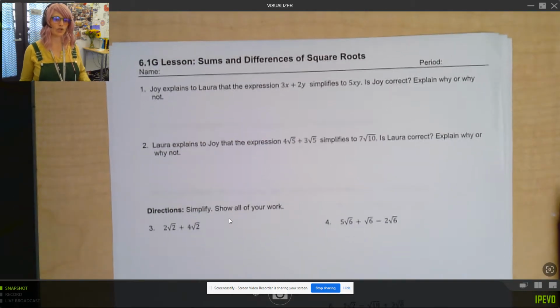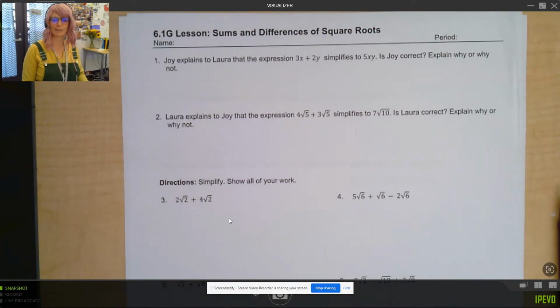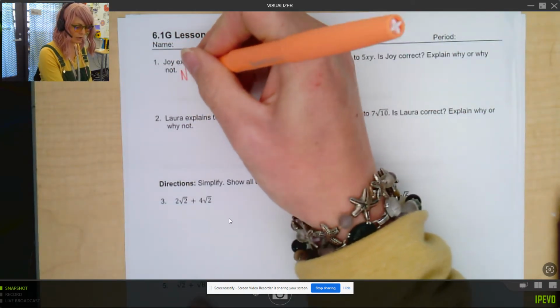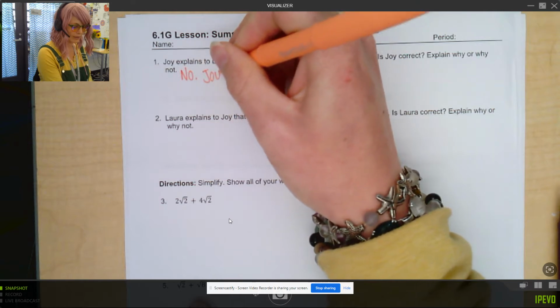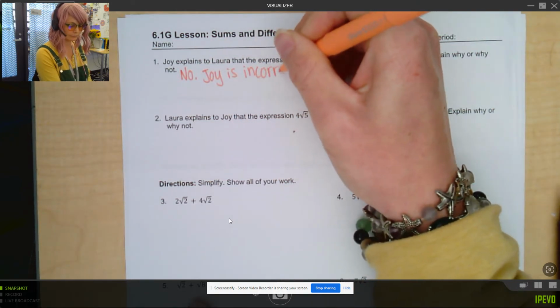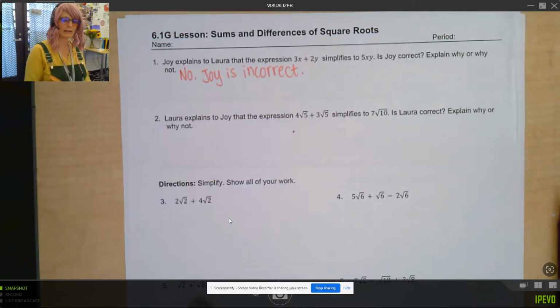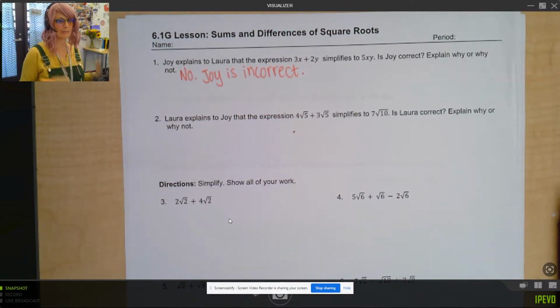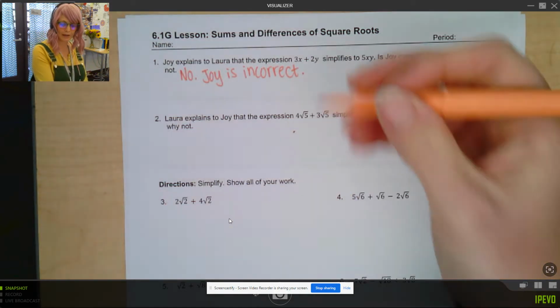Number 1 says, Joy explains to Laura that the expression 3x plus 2y simplifies to 5xy. Is Joy correct? Explain why or why not. Well, sorry, Joy. No, Joy is incorrect. So what would we want to tell Joy besides just that she's wrong? We want to explain why, right? We want her to know how to do it right.